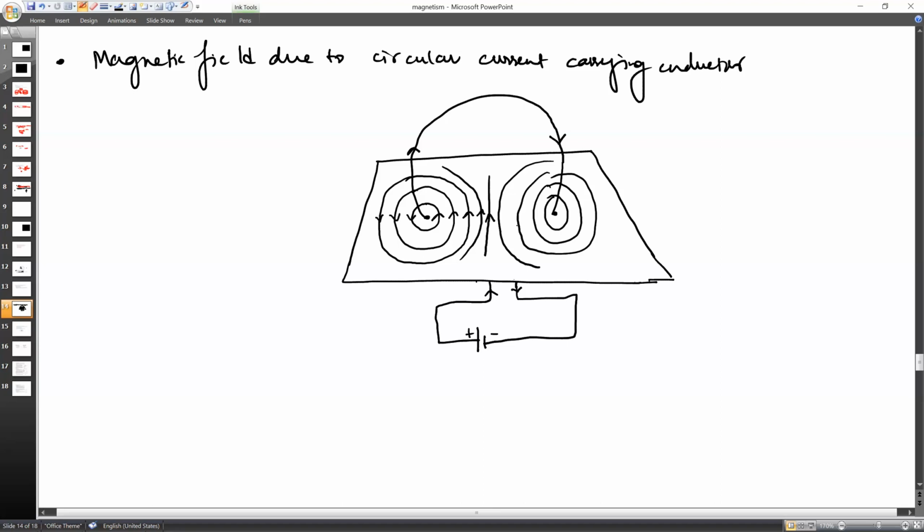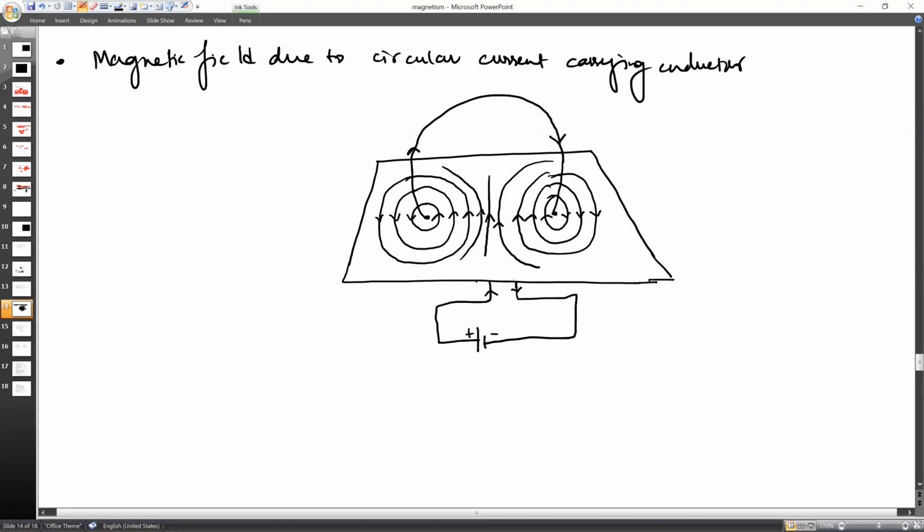And if I talk about this one here, will it be clockwise or anti-clockwise? It will be clockwise because the current is going away from you. You are watching from this side. Sorry, clockwise. So it will be like this. Got it? You understood?